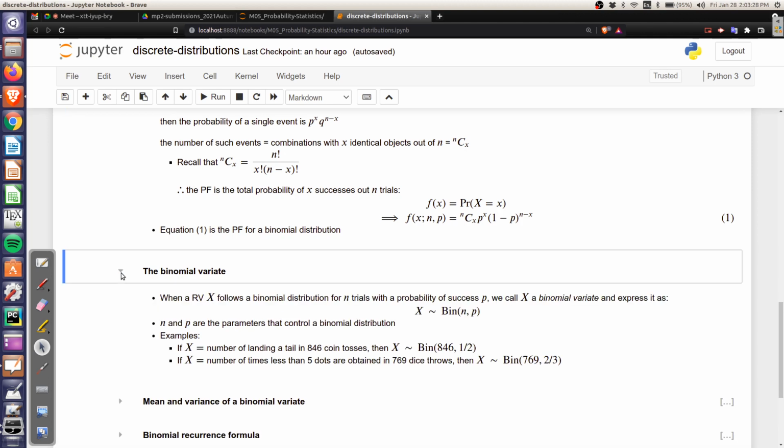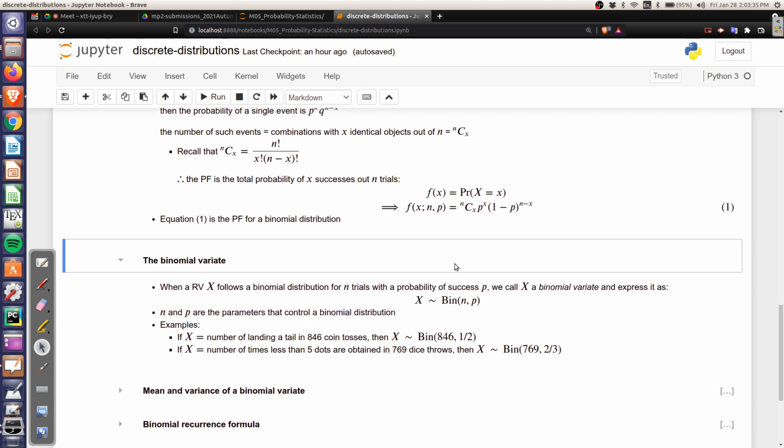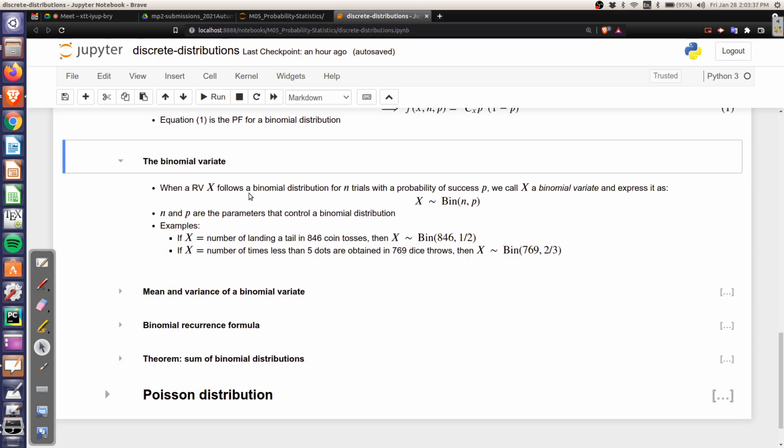Then we come to the concept of the binomial variate. Okay, so now I'm going to introduce you all to some notations. If I have a random variable X, and we know that this random variable X follows a binomial distribution, that is, if I have n trials and the probability of success is p, then we know that this X follows a binomial distribution.